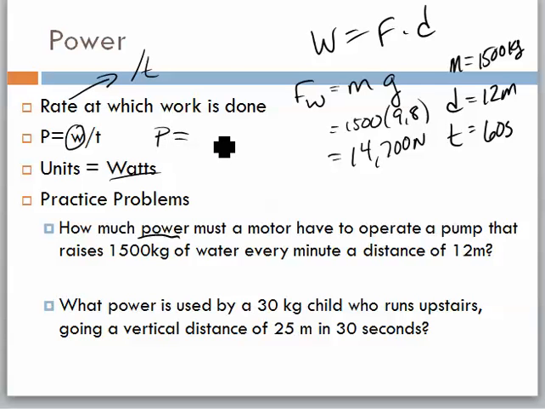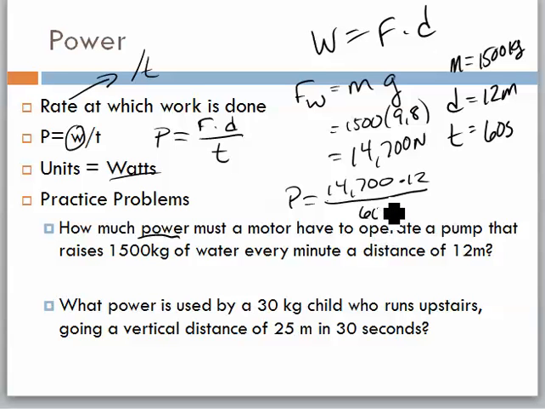Now I have enough information to find power because work is also force times distance. So our power equation can also be written as, instead of putting work on top, we can just say force times distance over time. Well, power then here is 14,700 times 12 meters divided by 60. And what that turns out to be is this is a pump that would be rated at 2,940 watts.